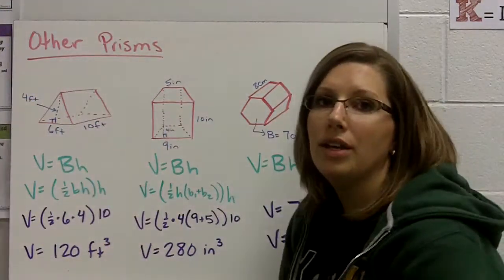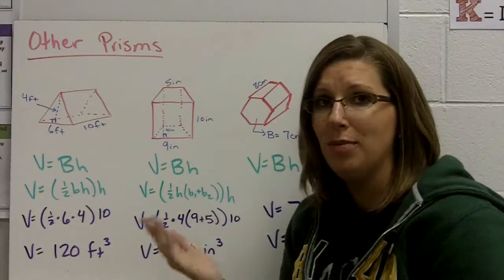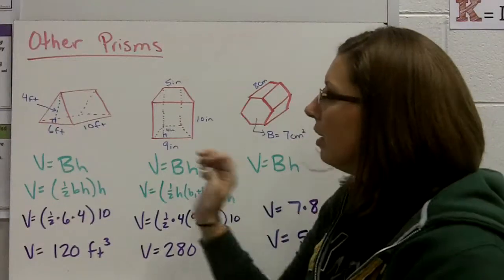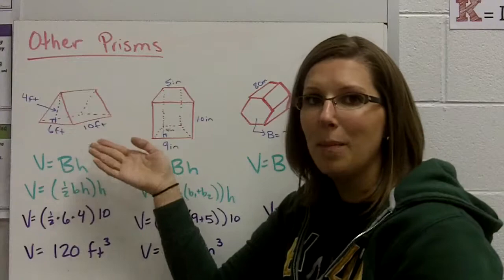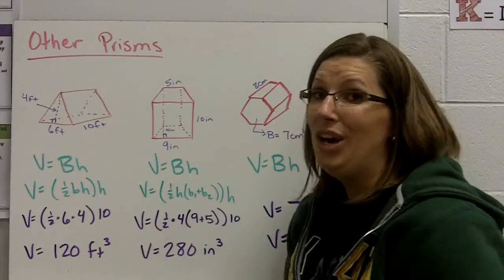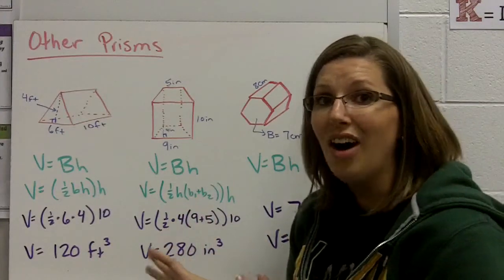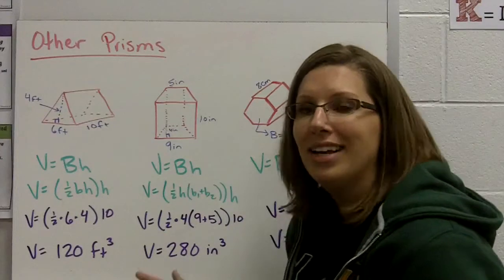All of those triangular prisms are what we call right triangular prisms because they're all made from right triangles. Here we've got an image. It's still a triangular prism, but it's not made from a right triangle. So again, that kind of throws kids off. They're like, oh my gosh, I don't know where my base is. I don't know where my height is.